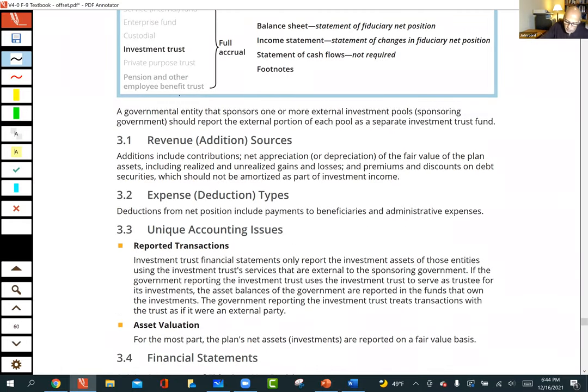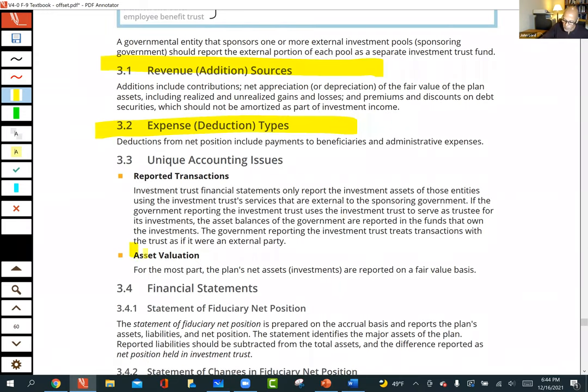Okay. The revenues are considered additions. Expenses are considered deductions. We value the assets at what? Value the assets at fair value. Flashcard that. Go ahead and flashcard that. The assets of the investment trust fund are accounted for at fair value.